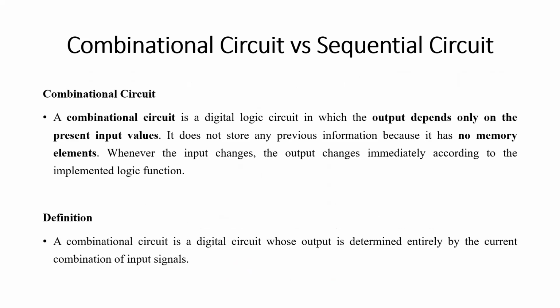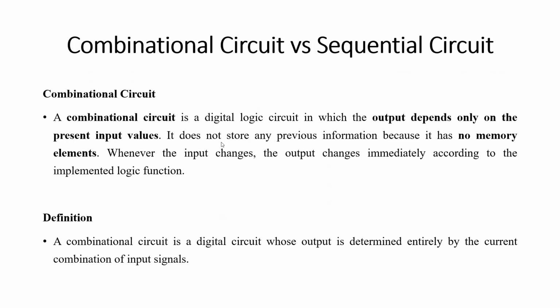What is a combinational circuit and a sequential circuit? First, we are going to see the combinational circuit. A combinational circuit means it takes only present inputs. It won't take any past values, so automatically there is no need for any memory here. That is the thing, it's a combinational circuit.